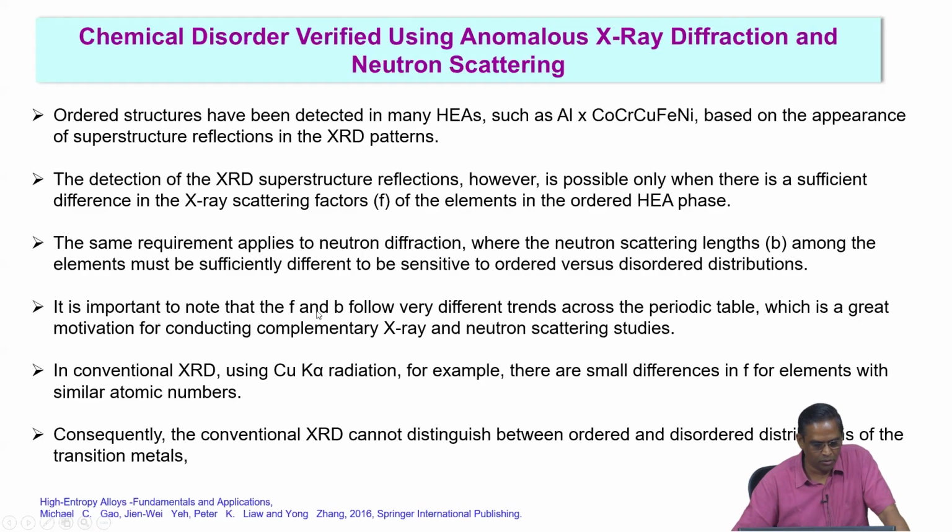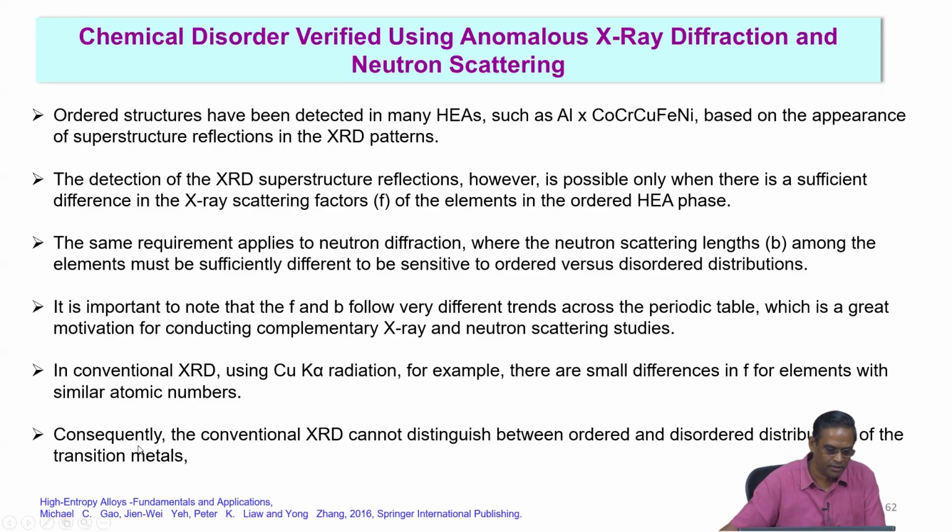So, it is important to note that F and B follow very different trends across the periodic table, which is a great motivation for conducting complementary X-ray and neutron scattering studies. So, you combine both XRD and neutron scattering because neutron scattering follows a different trend in the periodic table.